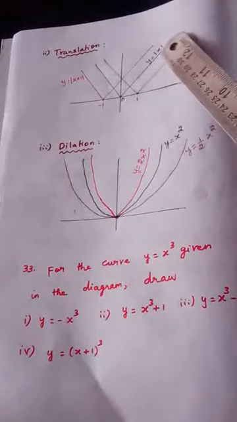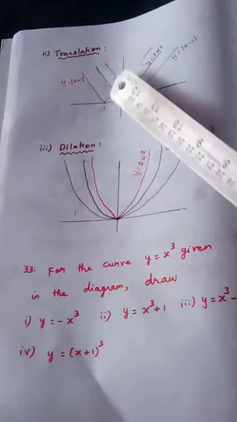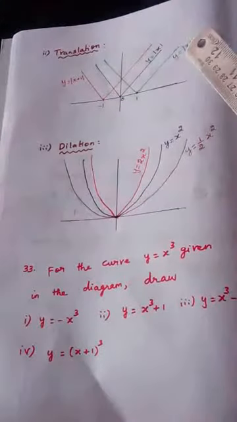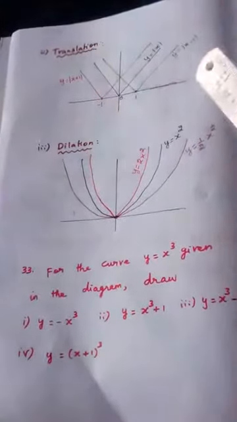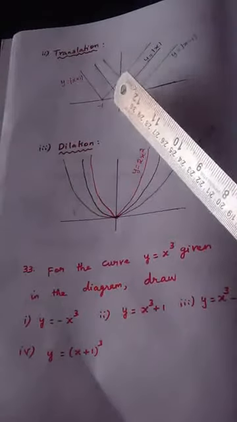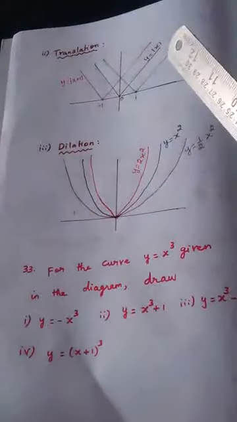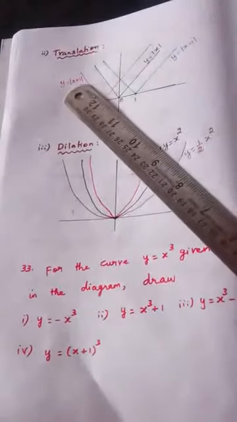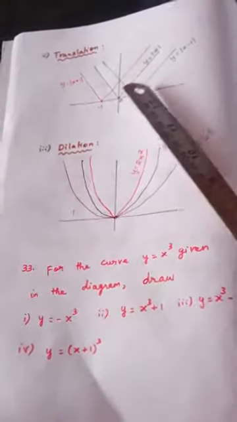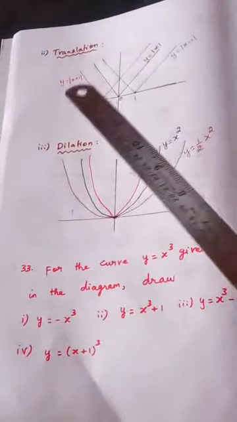Y equal to modulus x is nothing but a V-shaped diagram which passes through the origin. Y equal to mod x minus 1 is again a V-shaped diagram, but it will not pass through the origin. It will move 1 unit from the origin to the right hand side. Minus 1 means I should move to the right hand side. X plus 1 means the same diagram should be moved to the left hand side by 1 unit.